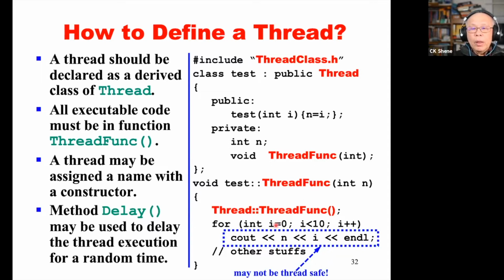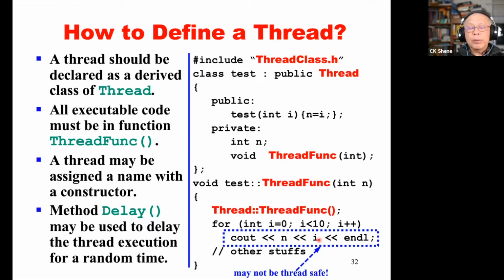So in threadFunc, that is, this function is going to be run as a thread. It iterates 10 times. Every time it prints out the value of n, initialized here, and the value of i, followed by a new line. So if the value of n here is 3, this threadFunc will print out 10 lines: 3, 0, 3, 1, 3, 2, finally 3, 9. After that, this thread is done.